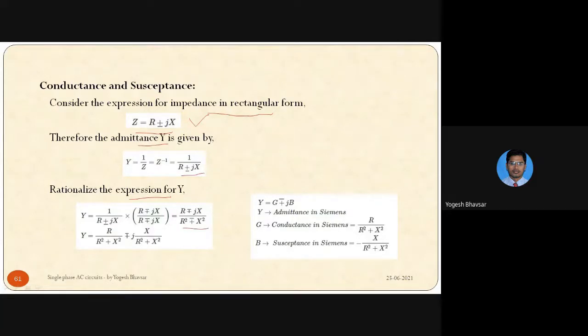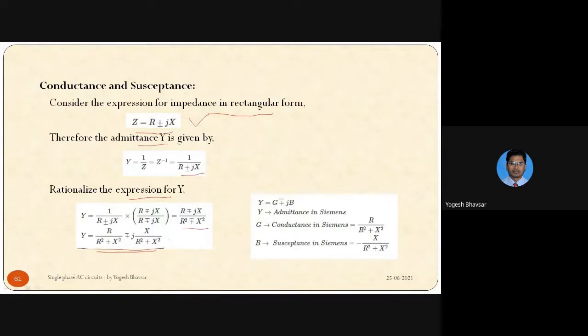So there will be a multiplication, and it becomes R square plus X square on the denominator side. Then separating this term, we get R divided by R square plus X square, minus or plus J times X divided by R square plus X square. So this is the admittance.